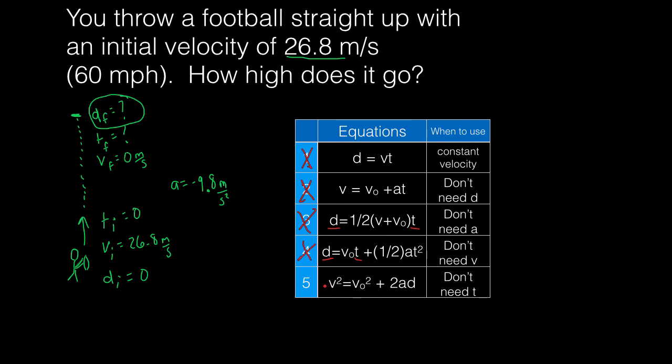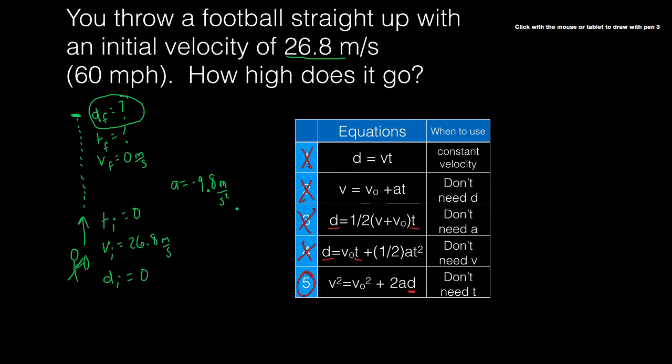So equation number 5 must be the one we can use. Let's see if we really can. Velocity final we do have. That'll be 0. Velocity initial it gave us. We know acceleration, and the only variable we don't know is displacement. So let's go ahead and use equation number 5 to solve this problem.